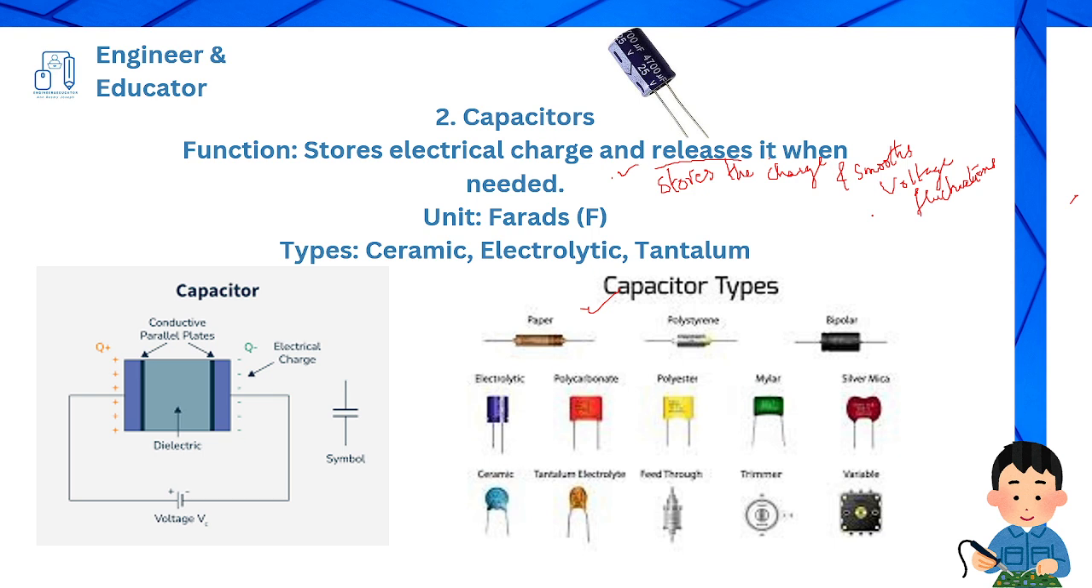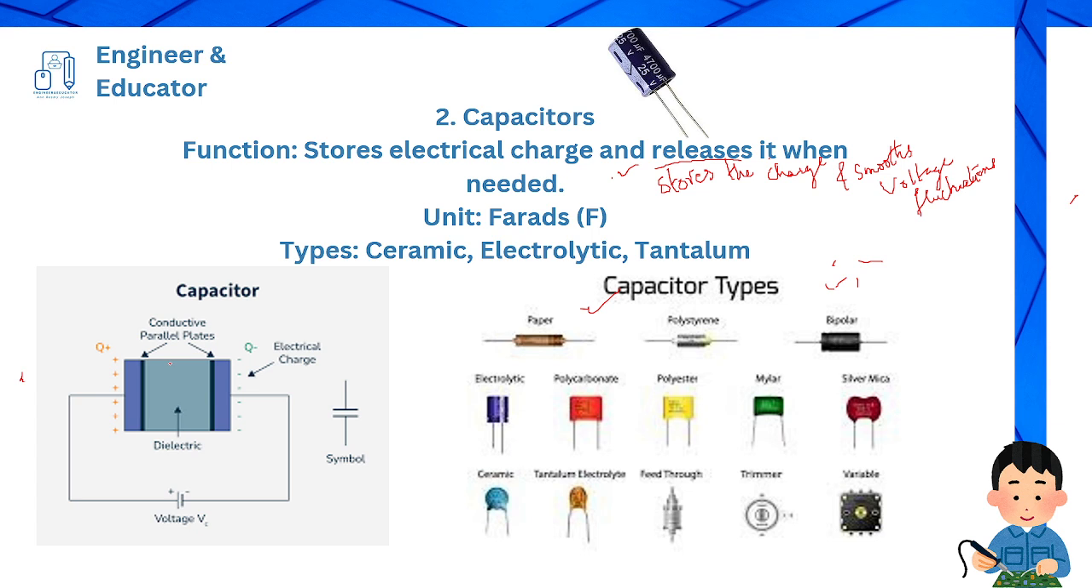You can see ceramic or electrolytic capacitors. Different capacitor types have been displayed in this figure. A capacitor, as you can see in this diagram, consists of two metal plates kept apart by an insulating material between the plates.